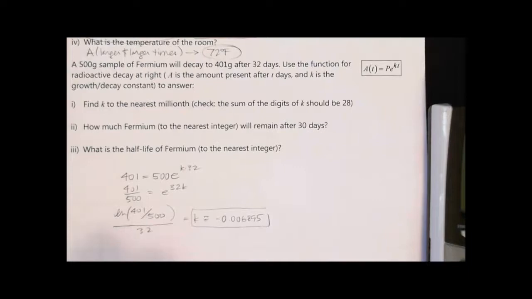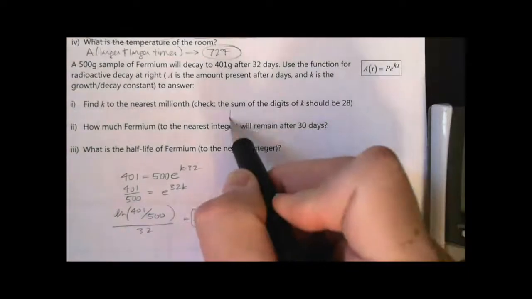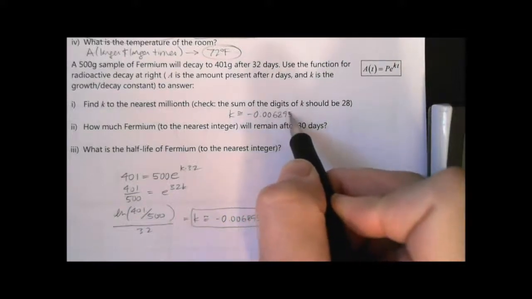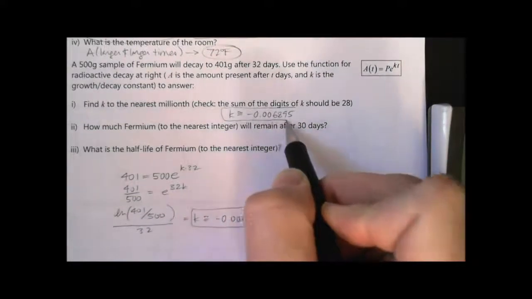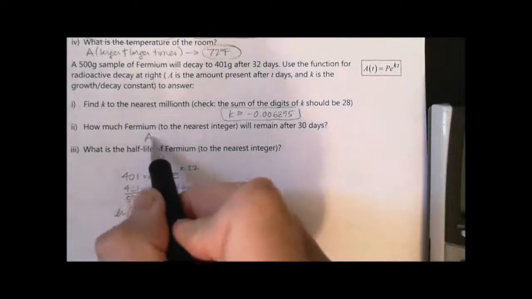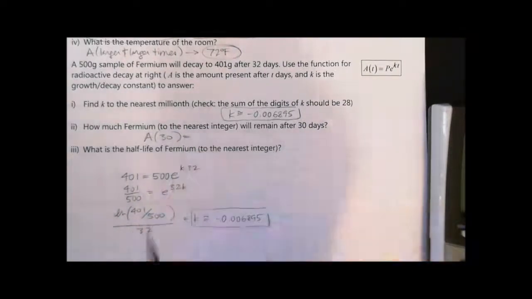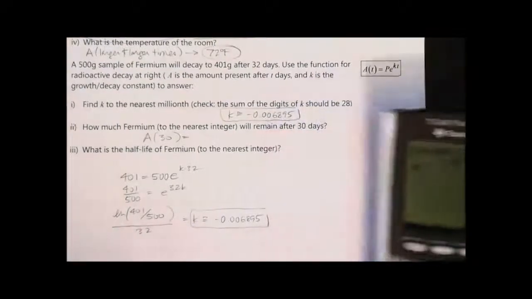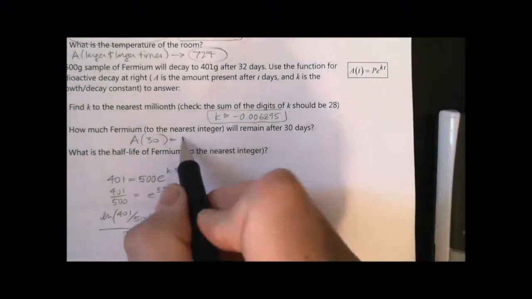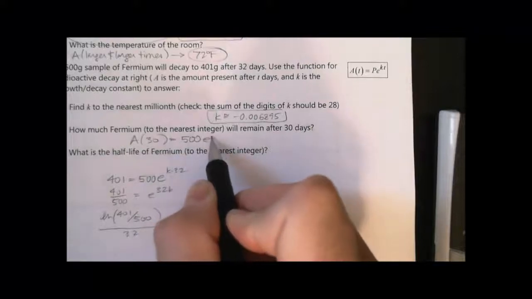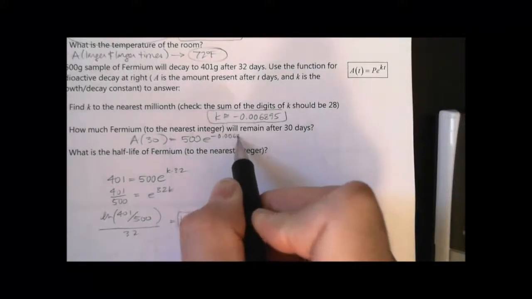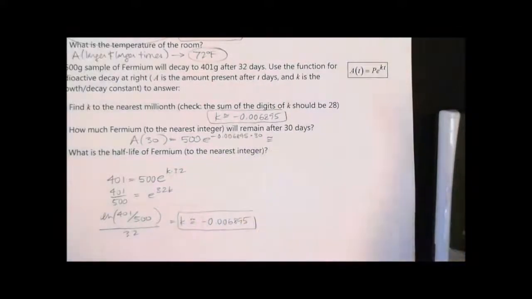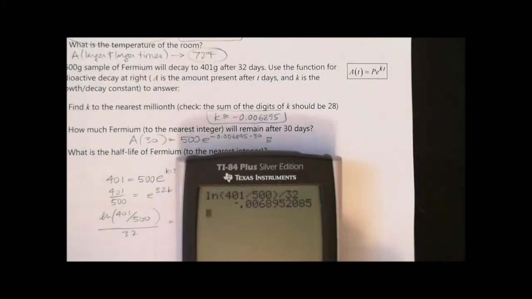Now, how much fermium will remain after 30 days? This was K is approximately minus 0.006895. And for this, we want to know what is A of 30. And we'll go ahead and we can do this by hand. And in this case, I'll just go ahead and write out what it is. It's 500 e to the minus 0.006895 times 30, which is approximately some quantity, and we'll calculate that.